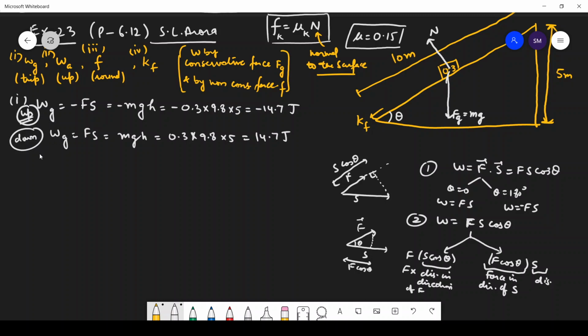So work done is a scalar quantity. So work done for the whole trip by gravitational force is equal to up trip plus down trip. So minus 14.7 joules plus 14.7 joules, that's equal to 0. So there's no work done by the gravitational force. So that's the property of a conservative force.